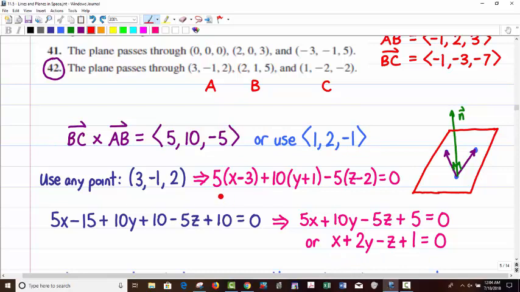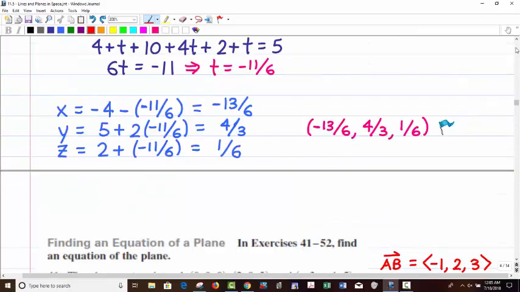Let's just look at the setup. So it's 5 times x minus 3 plus 10 times y plus 1 minus 5 times z minus 2. And that's okay in standard form. But just in case we need a general form, I distributed and expanded and got a 5 here. Now, sometimes in general form, they'll leave it set equal to 0, or they'll move the number to the other side, which is what we had right back up here.